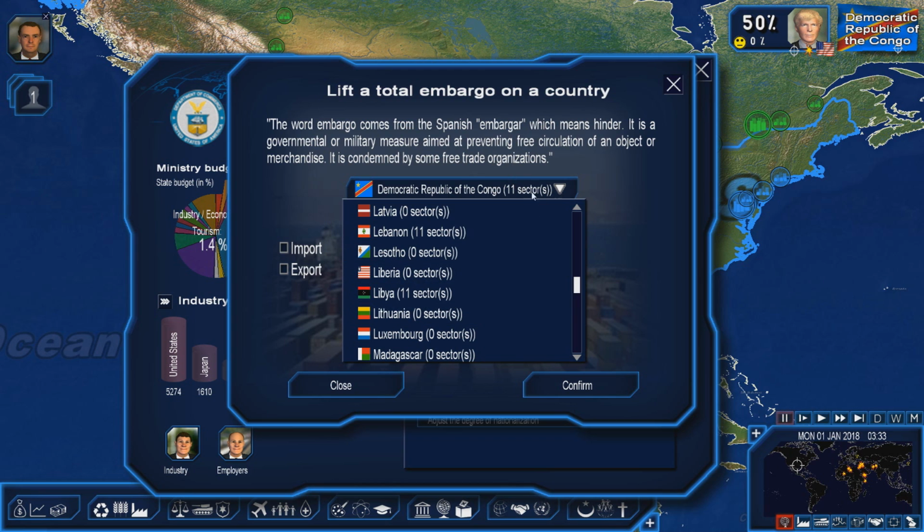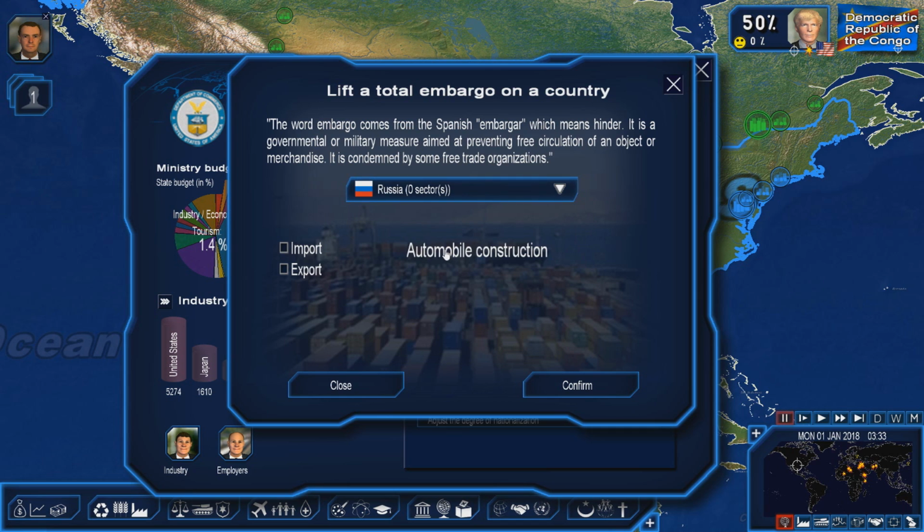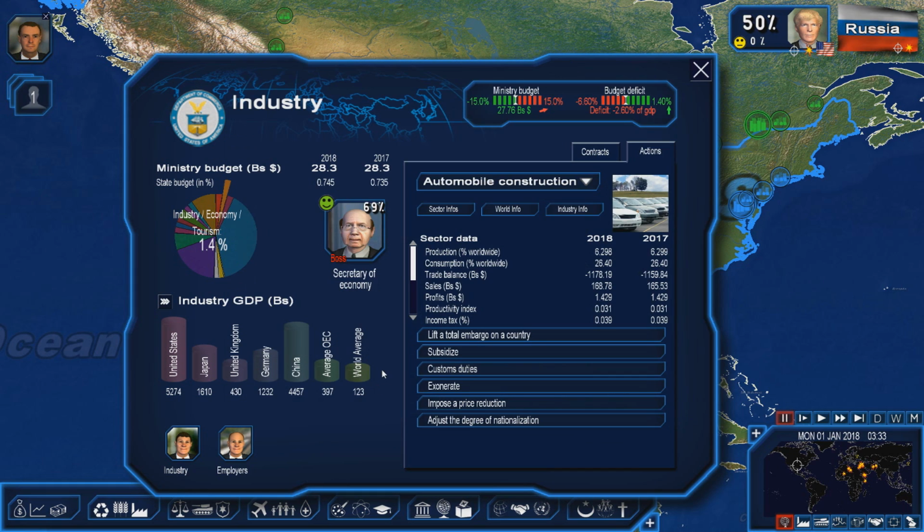However, if I were to try it on a country such as Russia, if I wanted to put an embargo of vehicles on Russia, then they would file a complaint. They would formally file a complaint with the World Trade Organization. The World Trade Organization would come back to you and threaten to put sanctions on you if you do not alleviate those sanctions that you just put on Russia.